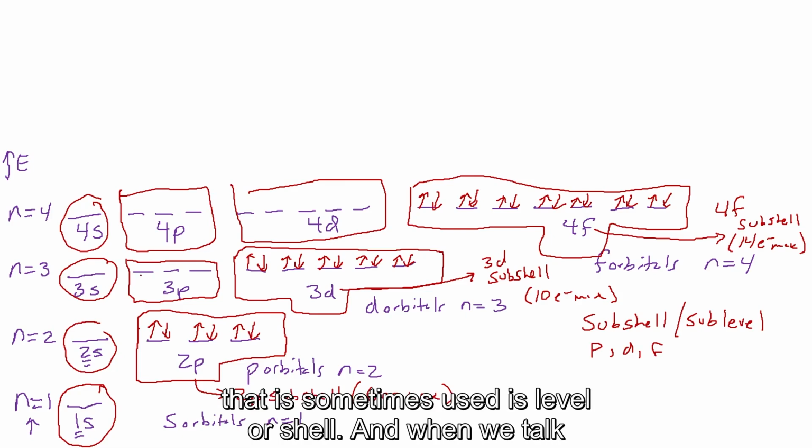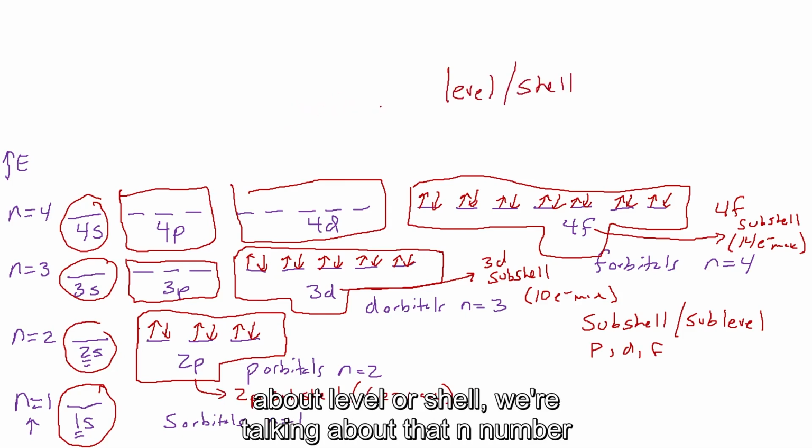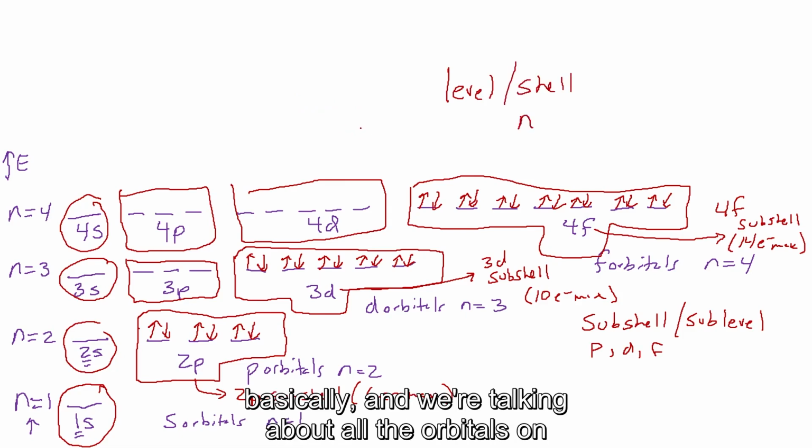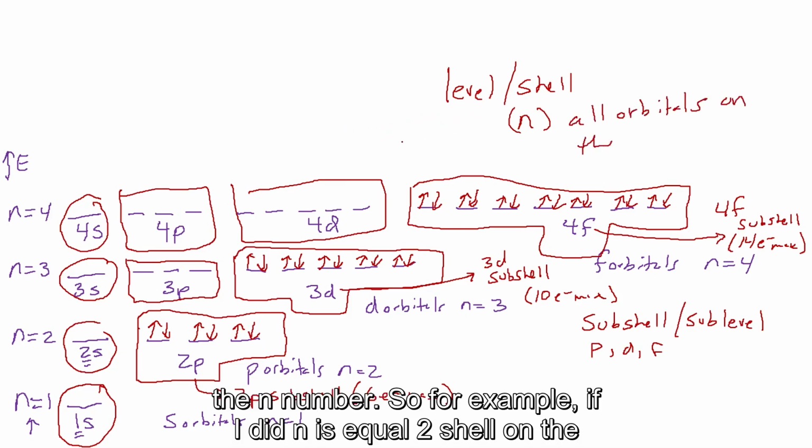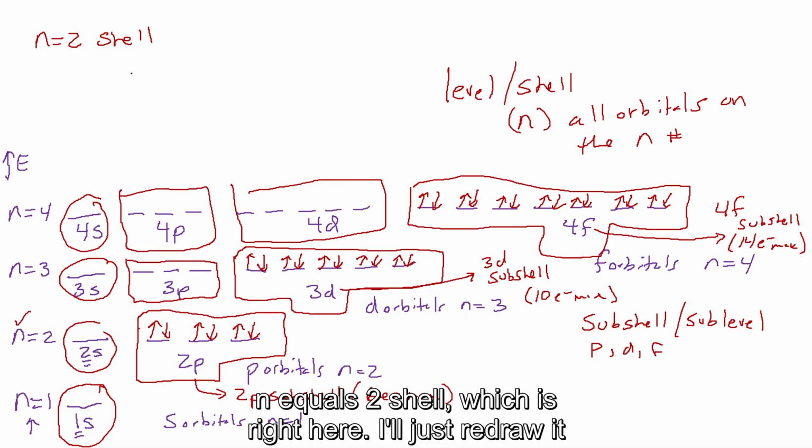Another terminology that is sometimes used is level or shell. And when we talk about a level or shell, we're talking about that n number, basically. And we're talking about all the orbitals on the n number. So for example, if I did the n equals 2 shell, which is right here, I'll just redraw it up here.